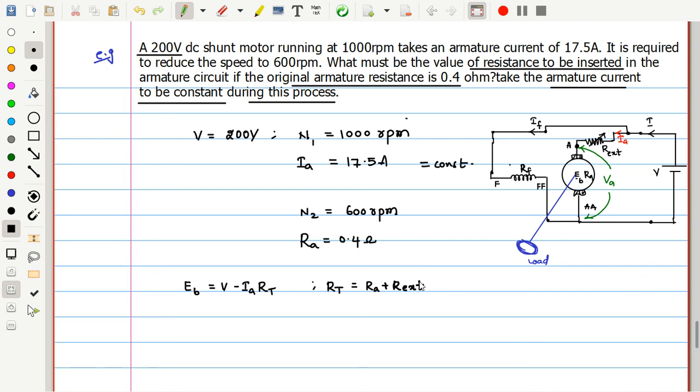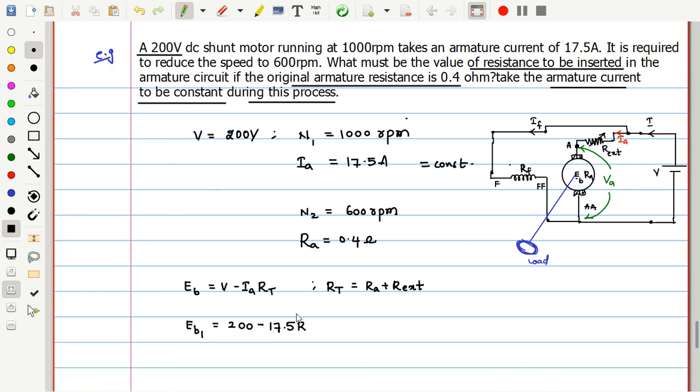RA plus R external. So this external resistance drop and internal armature resistance drop, once we subtract from this terminal voltage V, the left out voltage is EB. So how much voltage will we get? Let me say EB1. EB1 is equal to 200 minus the armature current, 17.5, into R, let us say.